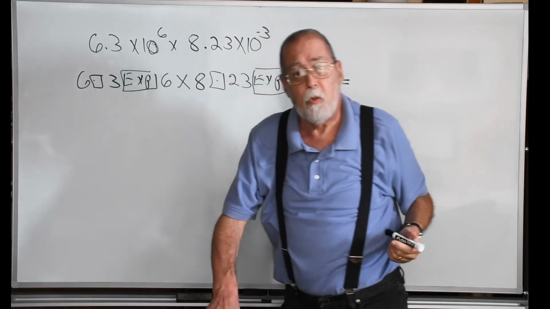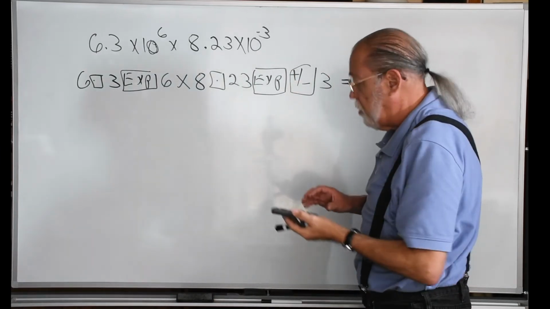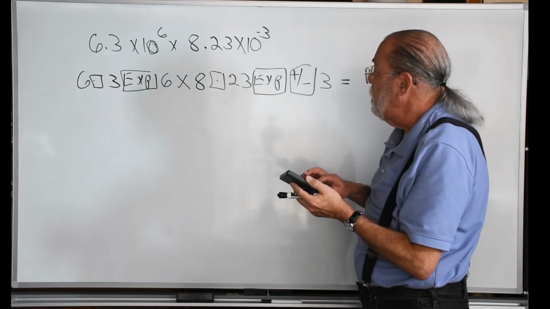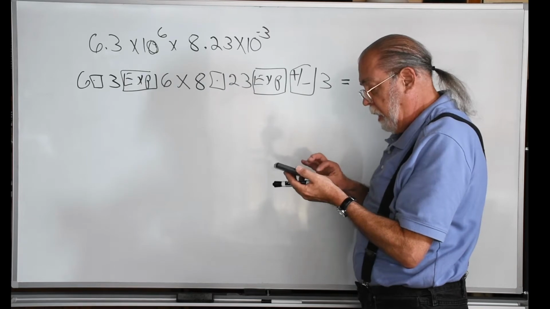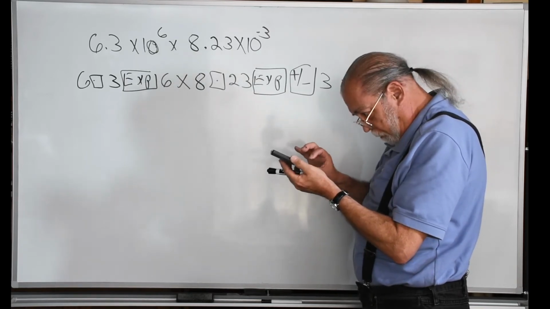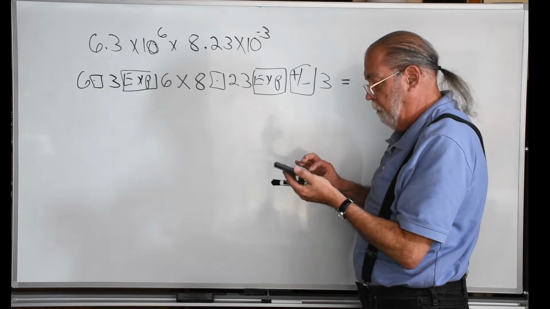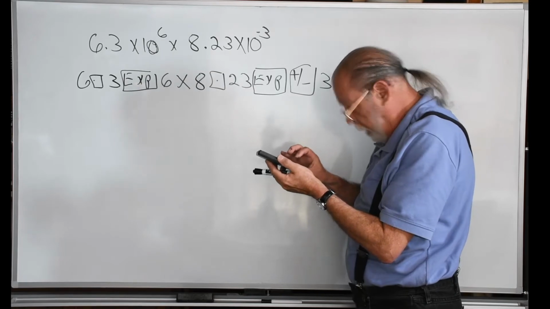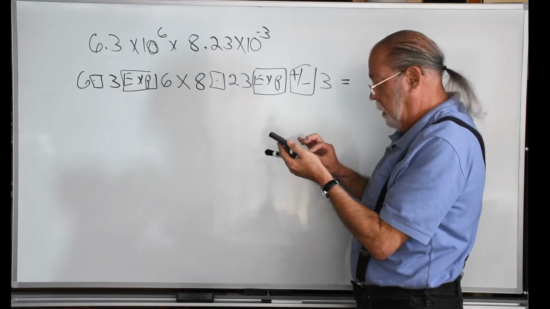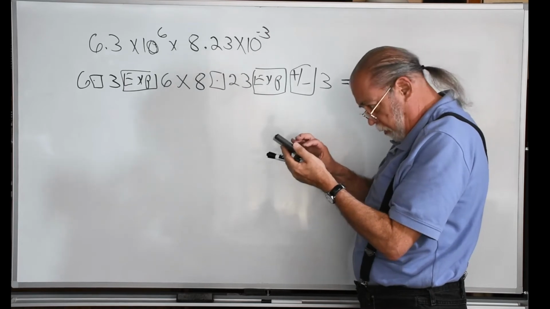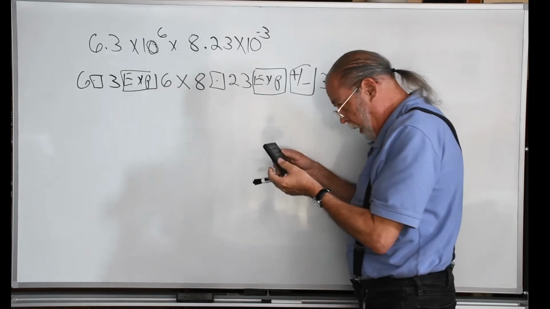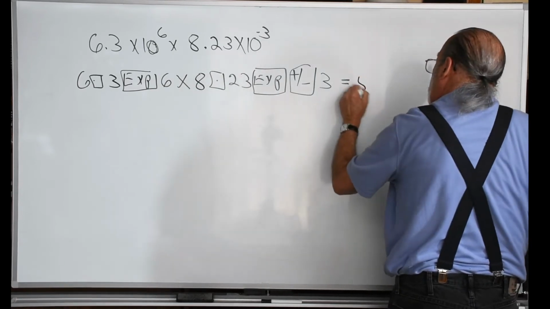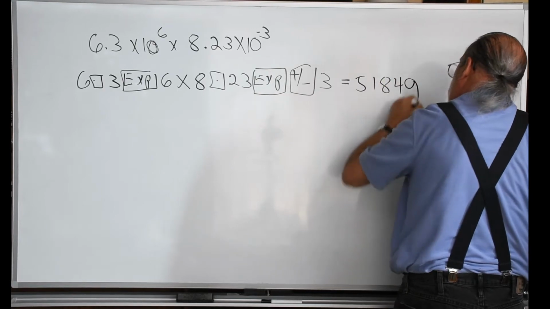So let's all do that. Stop the video and do this right now. I do 6.3, exponent 6 times 8 decimal 23, exponent plus minus key 3, and unless I goofed up, mine came out as 51,849. Now I might have screwed up.